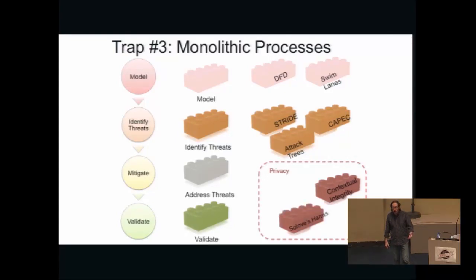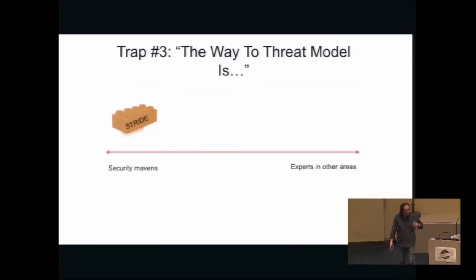Similarly, Dan Solove, in his book Understanding Privacy, puts forth a categorization of privacy harms. You can use that with a data flow diagram, with another diagram, to find privacy threats. Similarly, there's different ways you can address threats, there's different ways you can validate. And so you don't have to think of these things as monolithic. You can think of them as things that may well compose together. Not everything will compose, but a lot of threat modeling parts will.